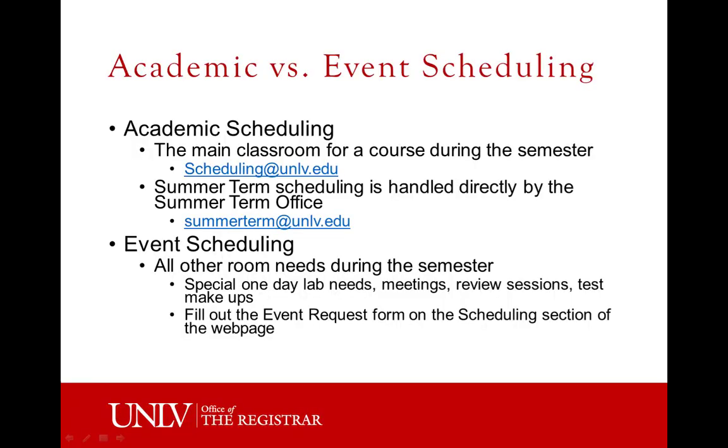There are two types of scheduling, academic and event scheduling. Academic scheduling refers to the courses that are offered during the semester and the classrooms that they are offered in. Event scheduling is referring to all other room needs during the semester. This can include special one-day lab needs, meetings, test makeups, review sessions.